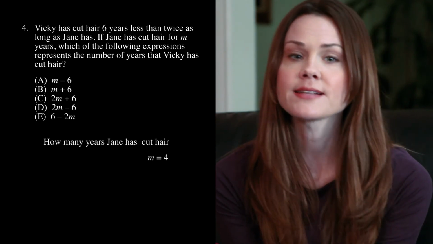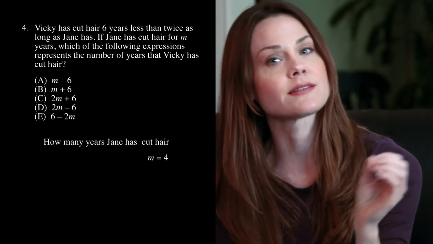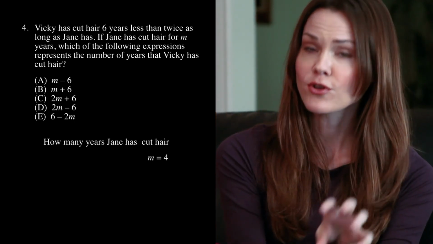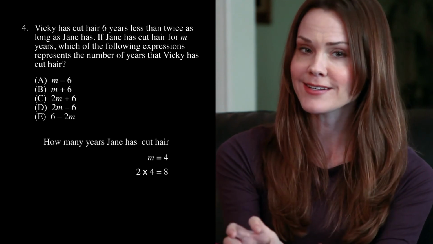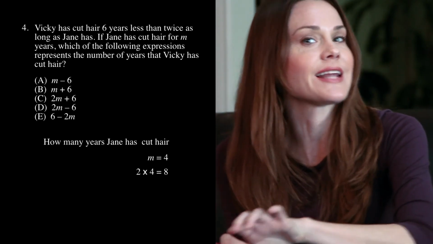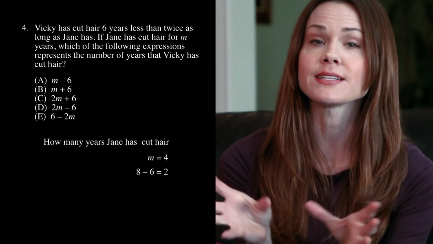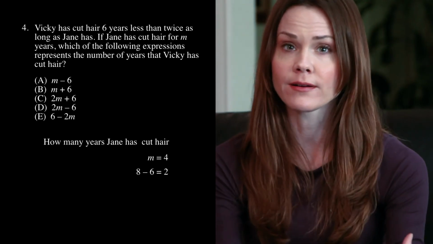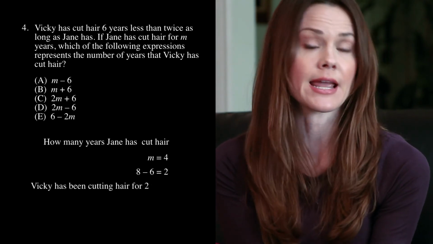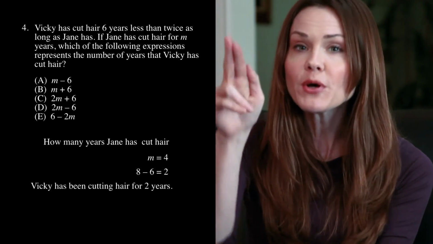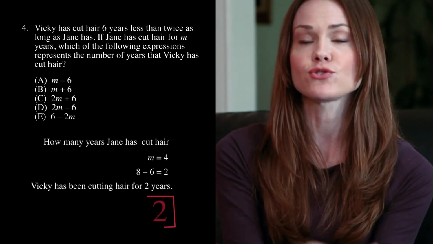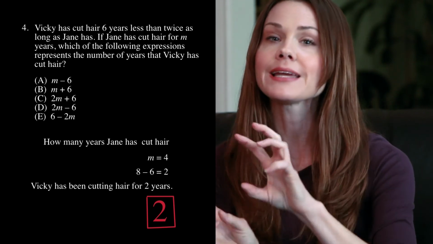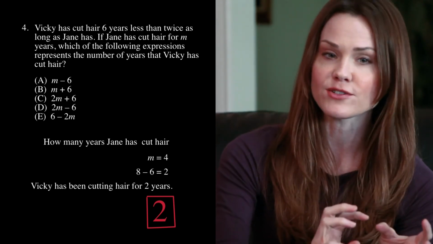From there, it says that Vicky has cut hair 6 years less than twice as long as Jane has. So Jane's cut hair for 4 years. 2 times 4 is 8, but Vicky's cut hair 6 years less than that, so 8 minus 6 is 2. Now, the question is asking us, how long has Vicky cut hair? We just figured out that Vicky's been cutting hair for 2 years. You want to put a box around the answer to the question, because now we're going to look for 2 arithmetically by plugging in the numbers we've used into the answer choices.